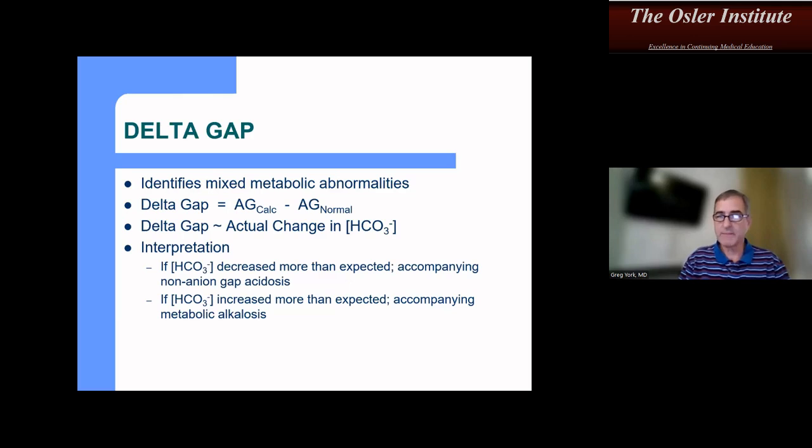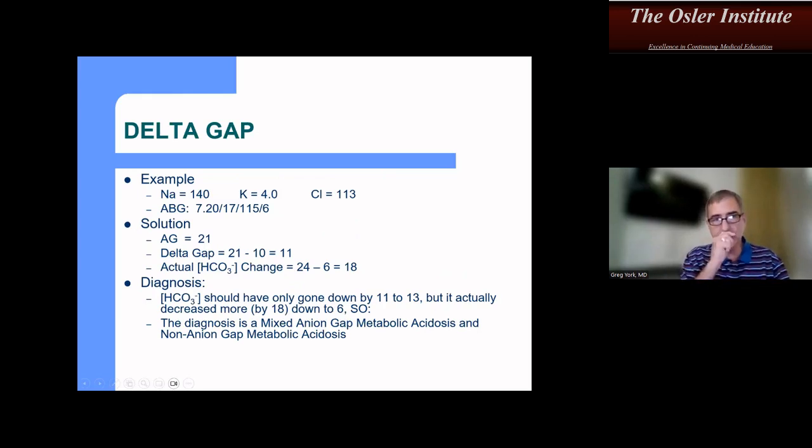So let's say that your anion gap is 30. Your normal anion gap, we're going to use 10 because I like that number. That means your delta gap is 30 minus 10, or 20. And so what the delta gap should approximate is the actual change in bicarb from normal. If it doesn't, then you have a mixed metabolic acidosis, and the way the bicarb changes will tell you which one you have. So let's look at an example here. It's easiest seen through an example. Let's say these are the laboratory studies pulled on a patient.